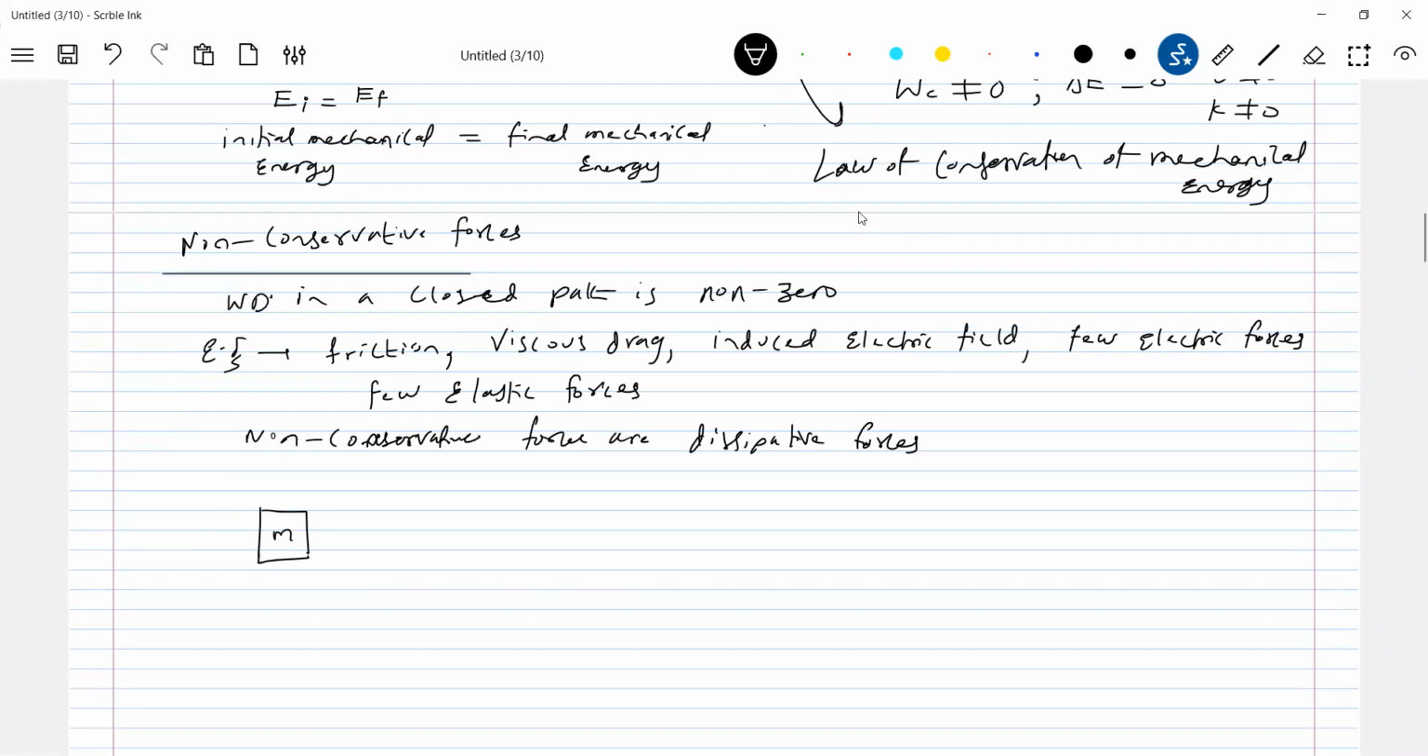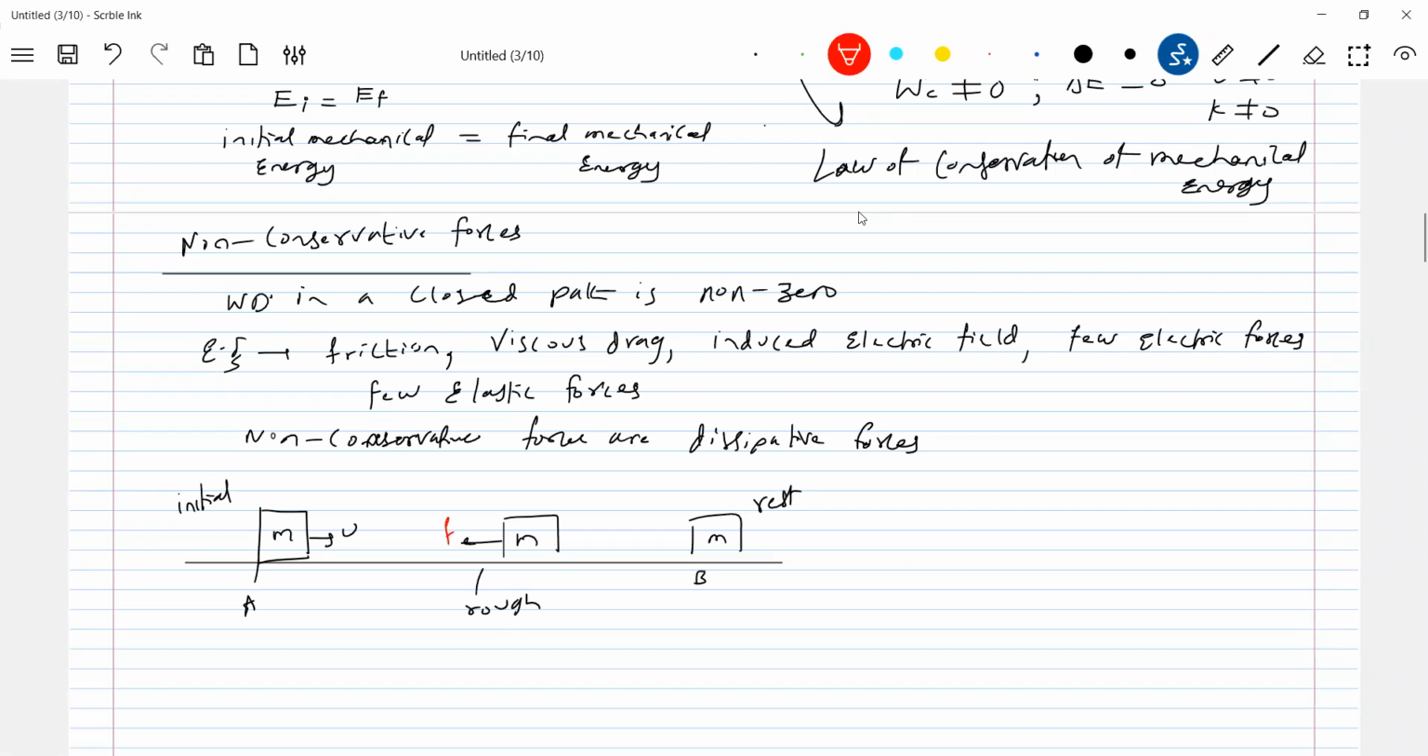I'll keep the block on a rough surface. I think you know enough idea of friction. I'll give some kinetic energy to the block initially at point A. Got this? And finally the block will come to rest. In between, you see what actually is going on. The friction will act here. What are the other forces acting? The weight mg, and this is velocity. And the block has undergone displacement of x and it has come to rest here.